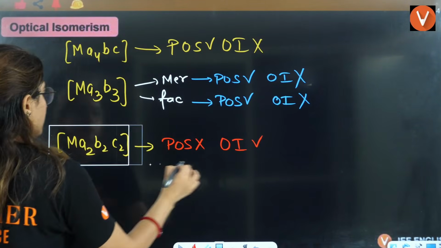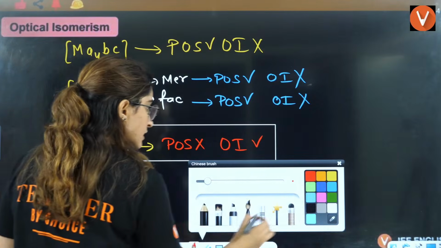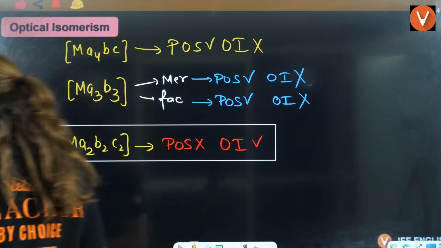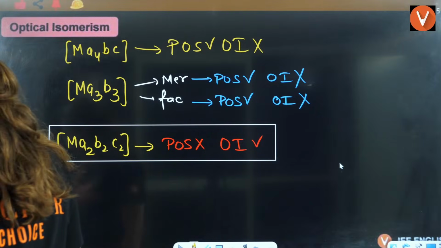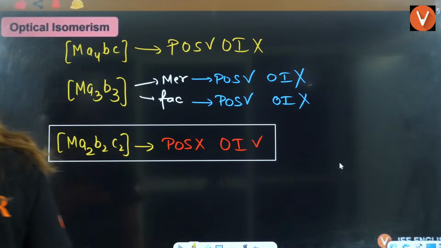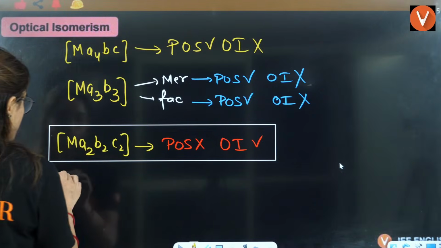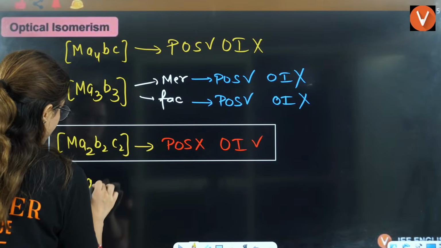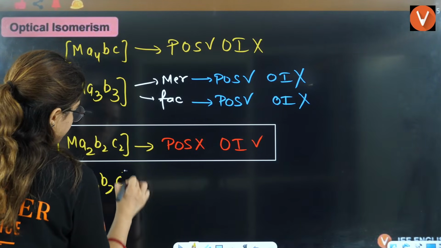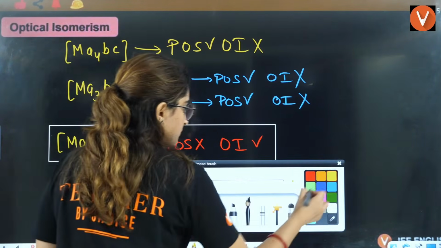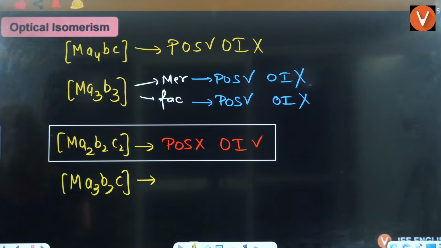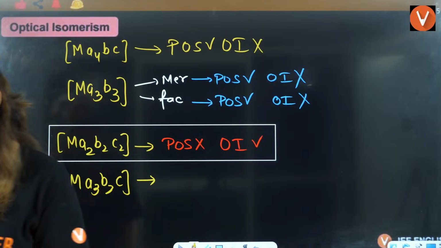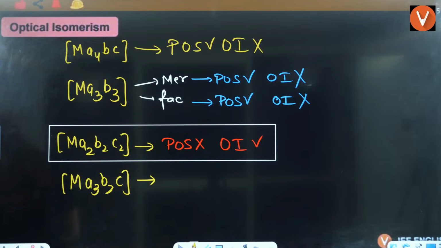Okay, mark it important. Then the last one is this, which you have seen. Then you have MABCDEF. Before that, one student is asking me, ma'am, MA3B2C. Okay. MA3B2C. Chalo. MA3B2C. MA3, the 3 should be the same.